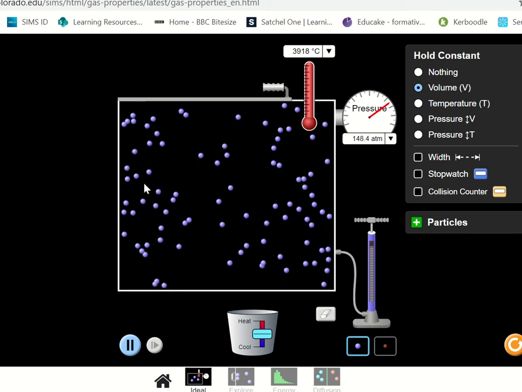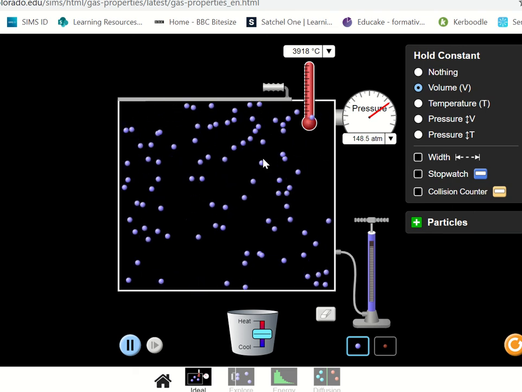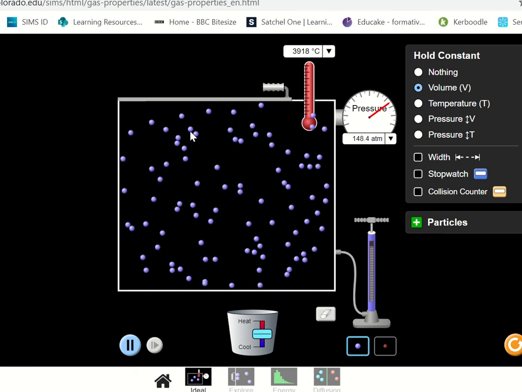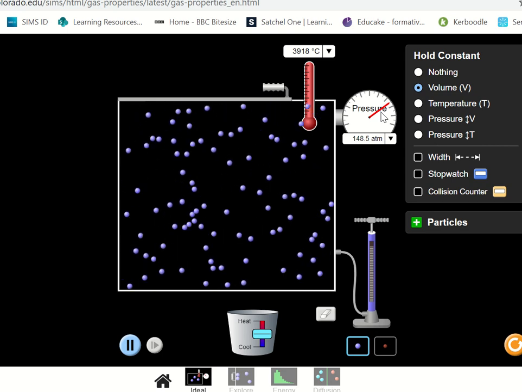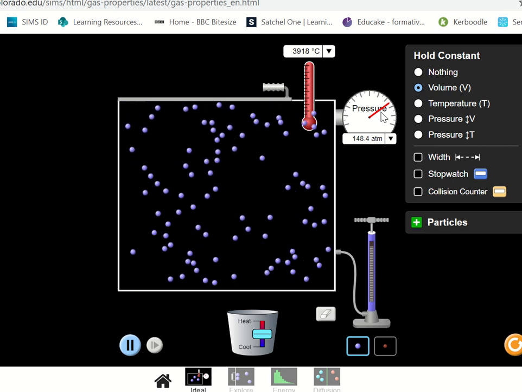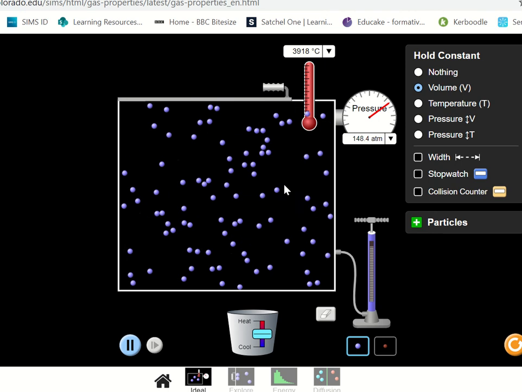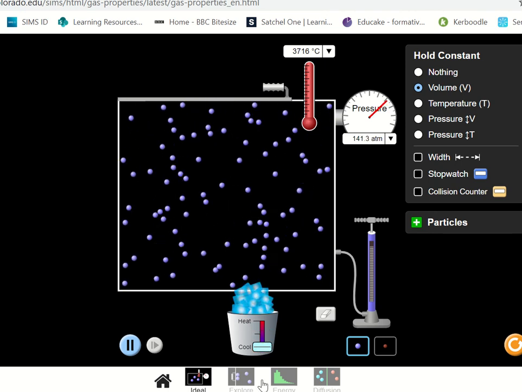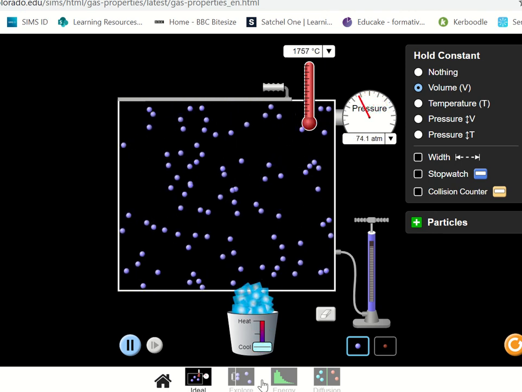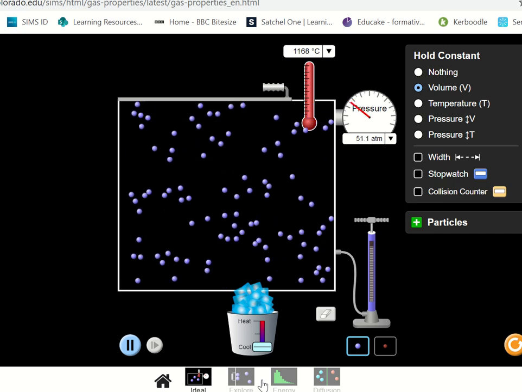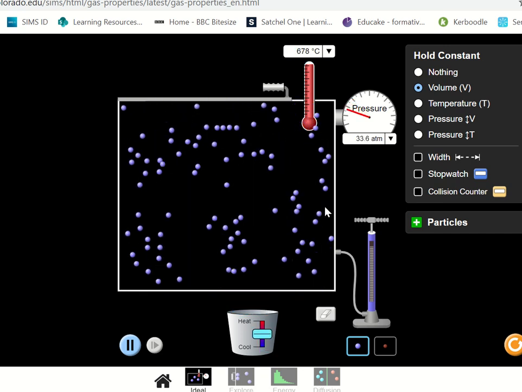So now, because they're moving more, they are hitting the sides of the container more often and with a greater force. So what's happened to the pressure? We can see the pressure has gone up. So increasing the temperature increases the pressure because the particles move faster and collide with the surface harder and more often. Obviously, cooling it down will have the opposite effect. Cooling it down, particles start to slow. They therefore collide with the surface less frequently and with less force, and so the pressure starts to drop.